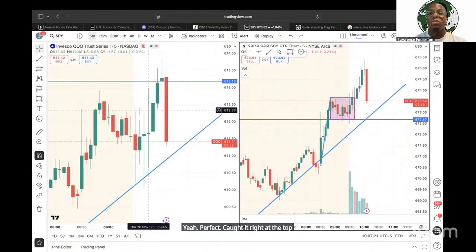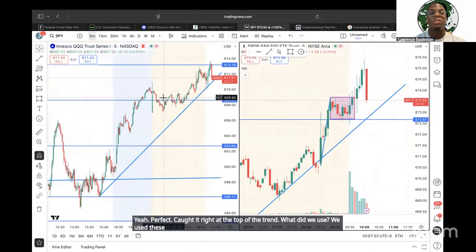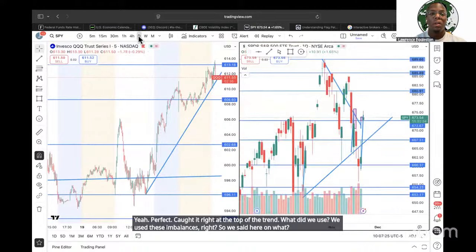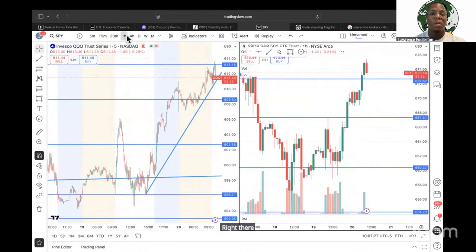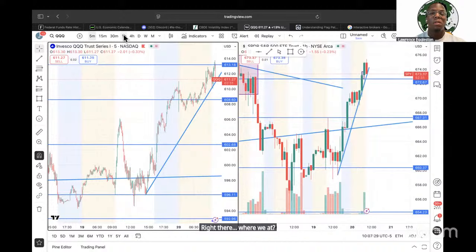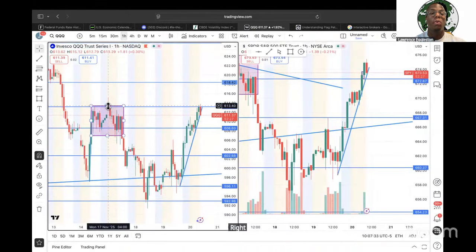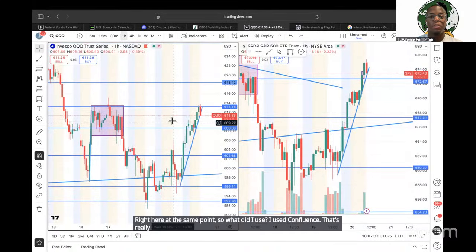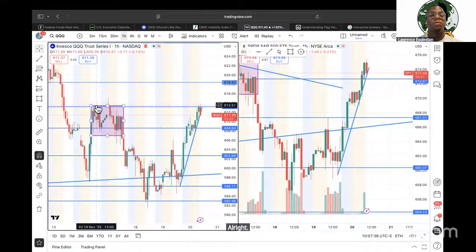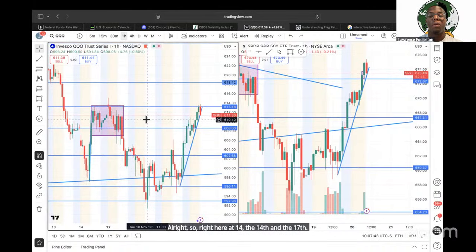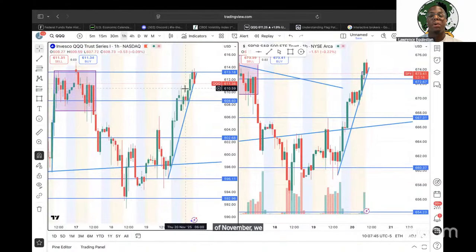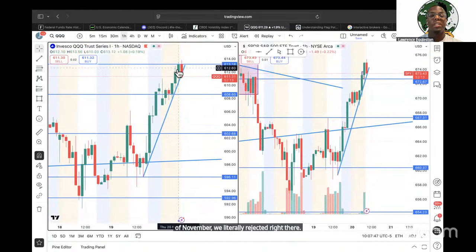What did we use? We used these imbalances, right? So we said here on what? Right there. Where we at? Okay. So boom. Right here at the same point. So what did I use? I used confluence. That's really the definition. All right. So right here at the 14th and the 17th of November, we literally rejected right there. Right. So we rejected right there.